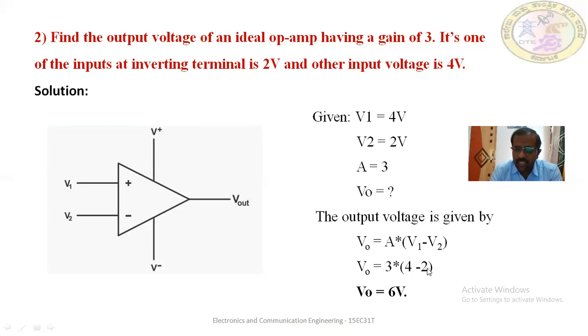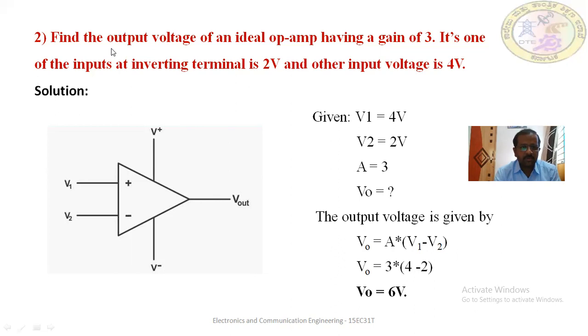So it is 4 minus 2 is equal to 2 here, and it is 2 into 3 is equal to 6. So the output voltage is equal to 6 volts here. Okay. In this way it can be calculated. So understanding the question is very important here first.